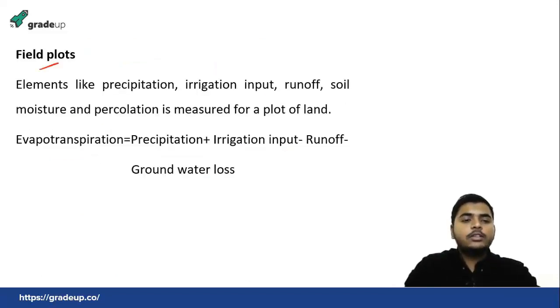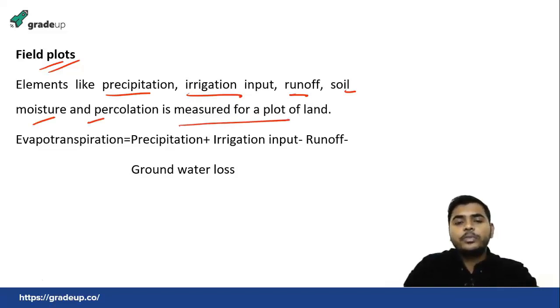Now let's see the field plots. This is a generic method. Elements like precipitation, irrigation input, runoff, soil moisture, and percolation are measured for a plot of land. Now, as I told, these are very difficult to calculate. So evapotranspiration can be directly calculated as precipitation plus irrigation input minus runoff minus groundwater loss, because it is actually a loss. This is not a very reliable method, and it also involves huge cost in calculating these all separately. So this was the field method.